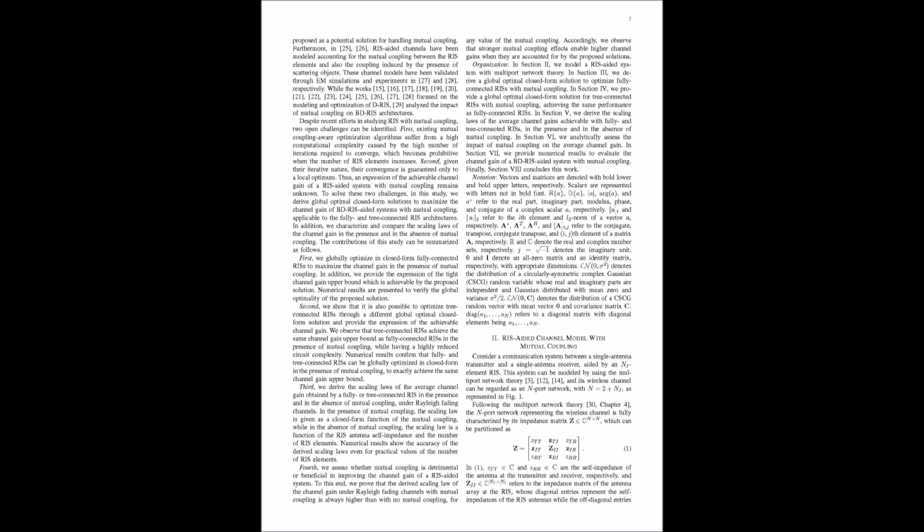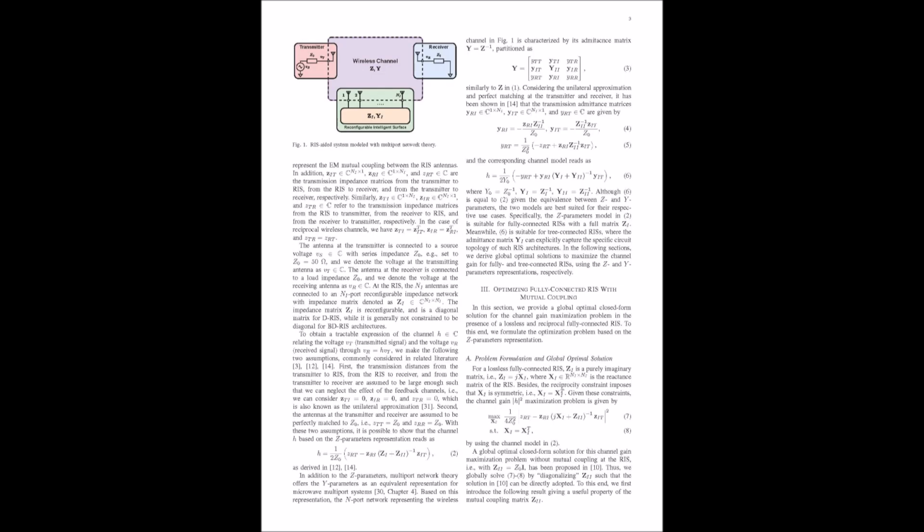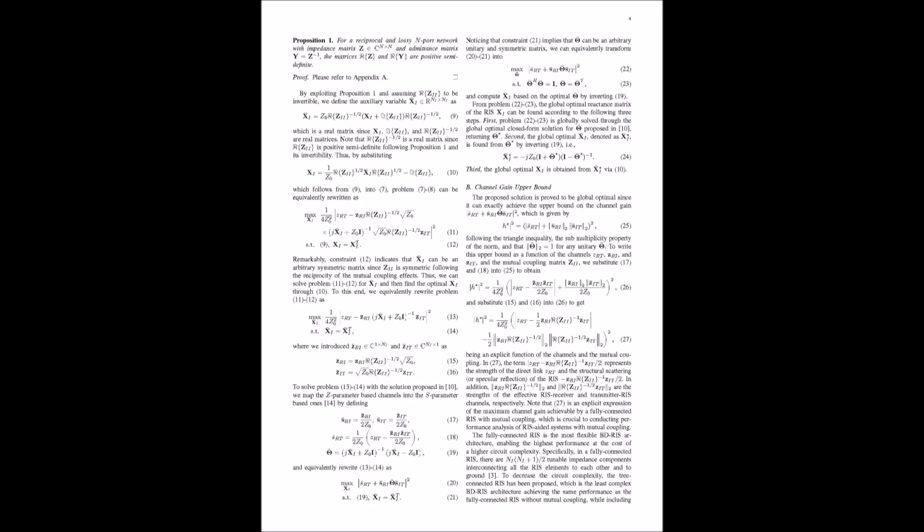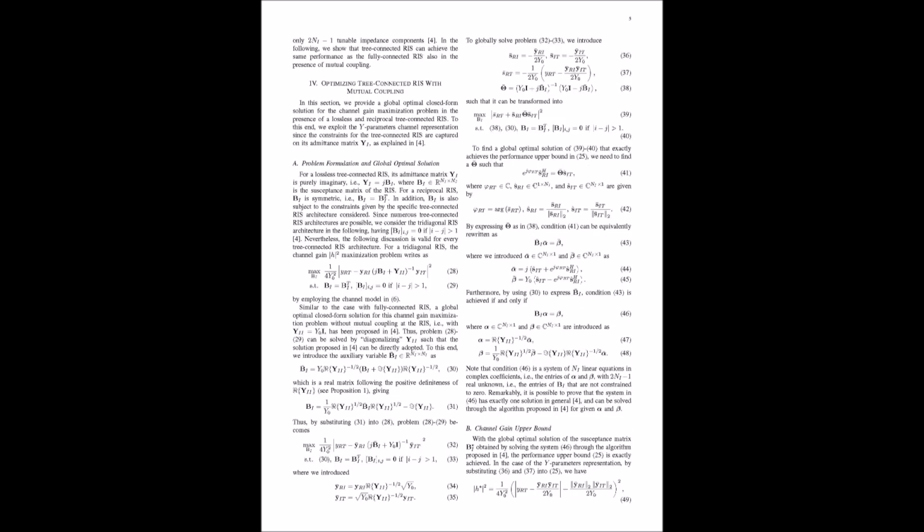Their simulations confirmed that both fully connected and tree-connected RIS, when optimized using their proposed solutions, achieve the predicted channel gain upper bound, even when the channels exhibit more complex fading characteristics than the simple Rayleigh model. So the simulations solidly back their theoretical findings. Yes. That's reassuring. What were some of the key observations from those simulations? What did they actually see happening?